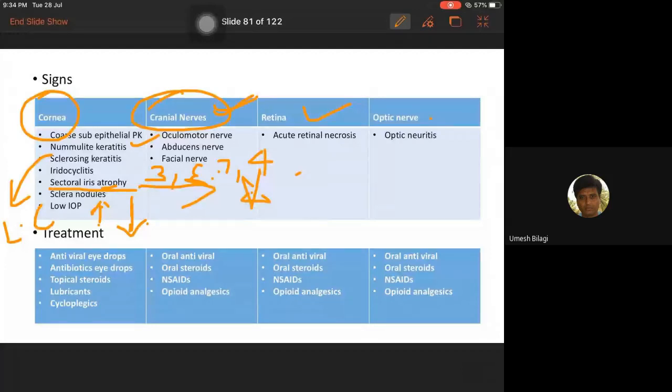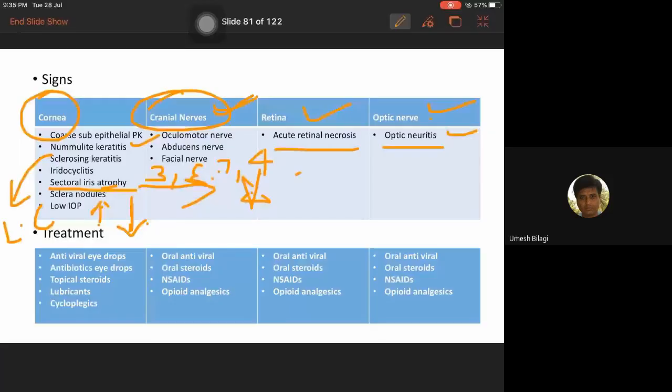Retina, what will happen? Just like skin, you will have a necrosis of the retina. That is acute retinal necrosis. Okay, very easy to remember. Similarly, whenever the optic nerve is involved, you will have inflammation of the optic nerve, that is optic neuritis. Okay, how do you treat these conditions?